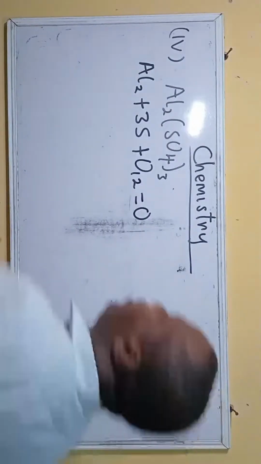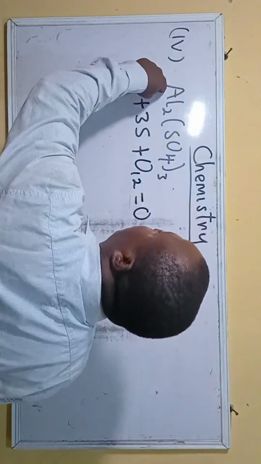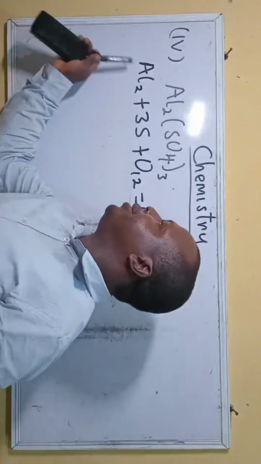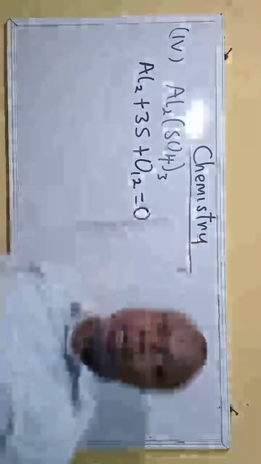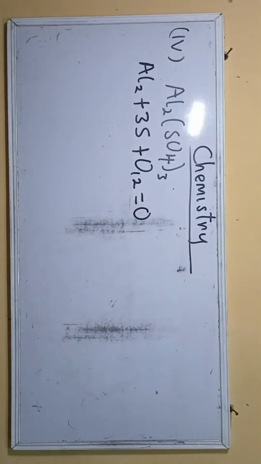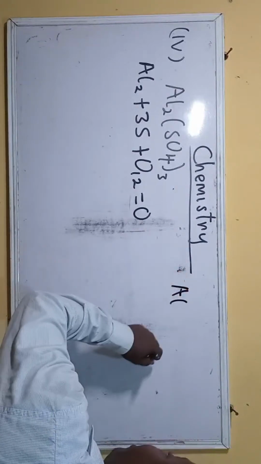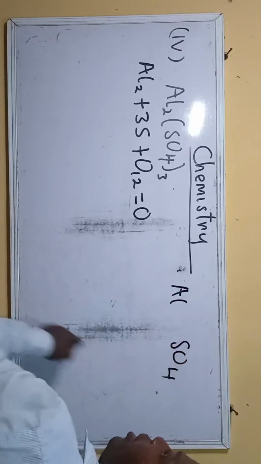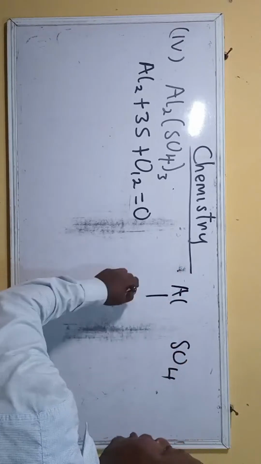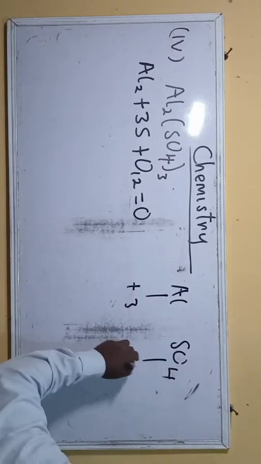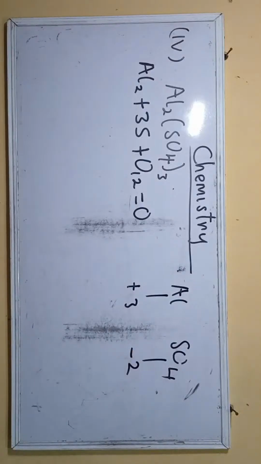Okay, look. Let's start with the oxidation number first. What's going to be the oxidation number for aluminium? If I do it like this, you discover that the oxidation number is already 3. See, this one, this plus 3. And remember, this one we have minus 2 on its own. You get? But I don't want to use this to avoid confusion.